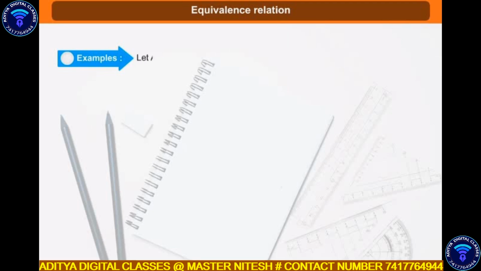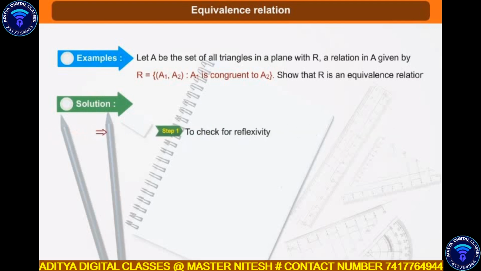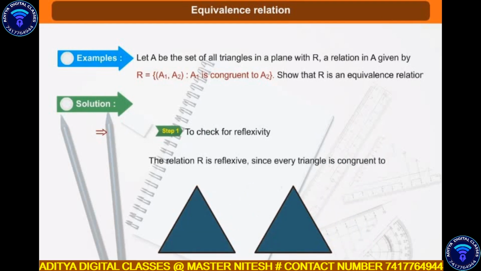Example 2. Let A be the set of all triangles in a plane with R a relation in A given by R equal to (T1, T2), where T1 is congruent to T2. Show that R is an equivalence relation. Step 1. To check for reflexivity. The relation R is reflexive since every triangle is congruent to itself.